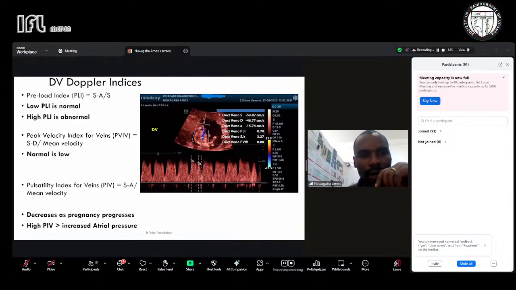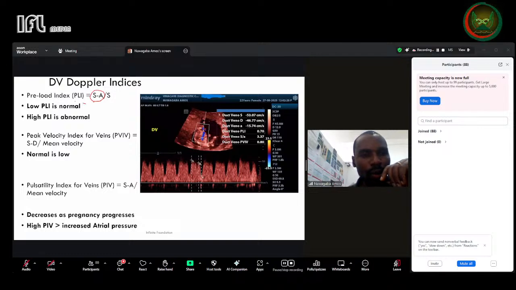So they are unique Doppler indices. The reason why I put them here, we have already seen PI, RI, but with ductus venosus, they are unique Doppler indices that we need to be familiar with. And the first index is the preload index, which is usually a difference of the velocities during the S wave and A wave over the velocity of the S wave.